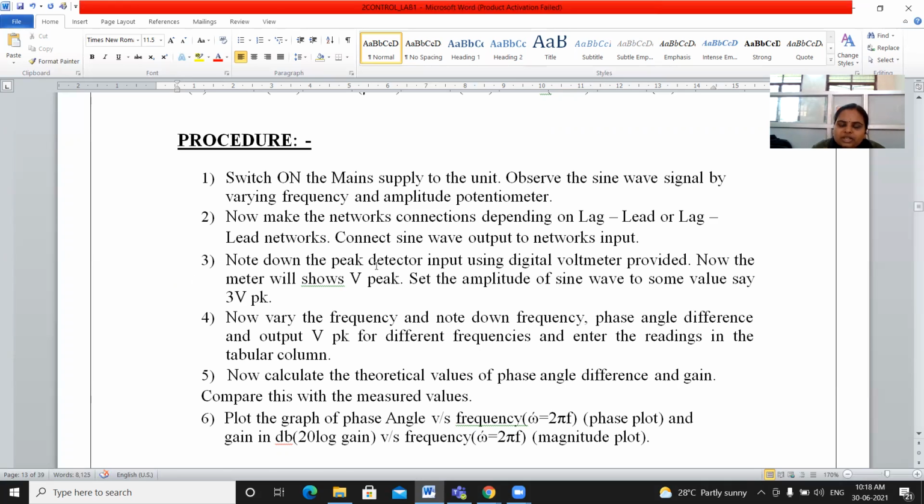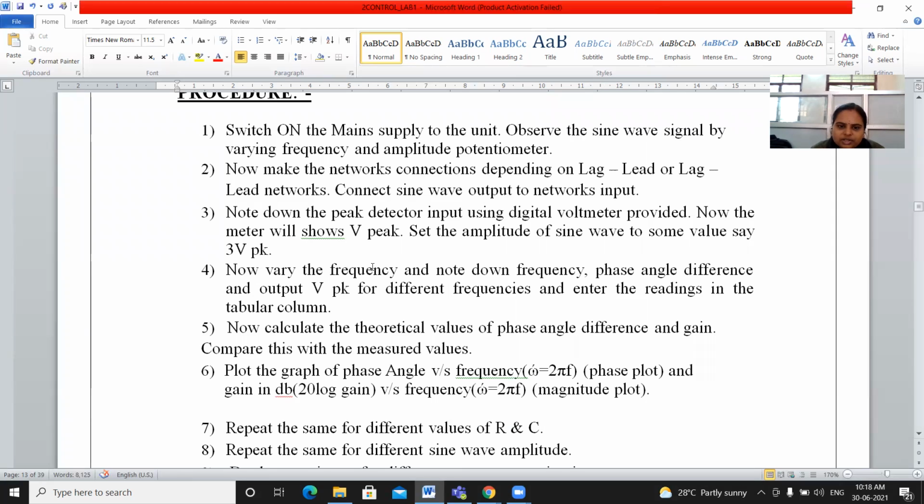Then note down the peak detector input using the digital voltmeter given to us. The meter will show the V peak value you are getting. Then set the amplitude of the sine wave to some value, for example 3 volts peak. Then vary the frequency and note down the frequency, phase angle difference, and also the output voltage at different frequencies, and enter the readings in your tabular column.